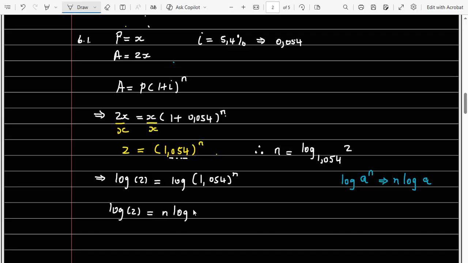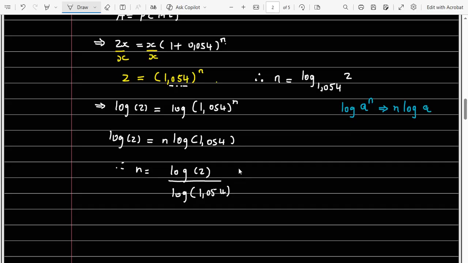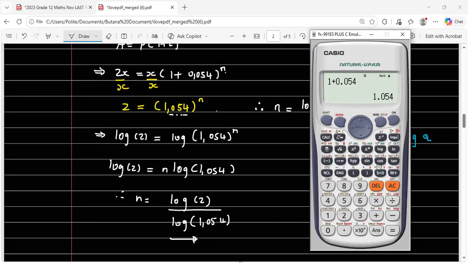Then we have the log of 1.054 to the power n. Oh, I'm sorry, the n is in front now. Then we are looking for n. I can divide both sides by n and say n is equal to the log 2 over the log of 1.054. So these two should give us the same answer. Let's test if we get the same answer in both of these equations.